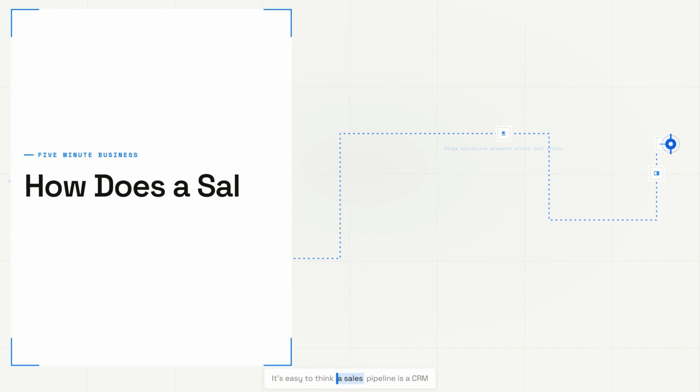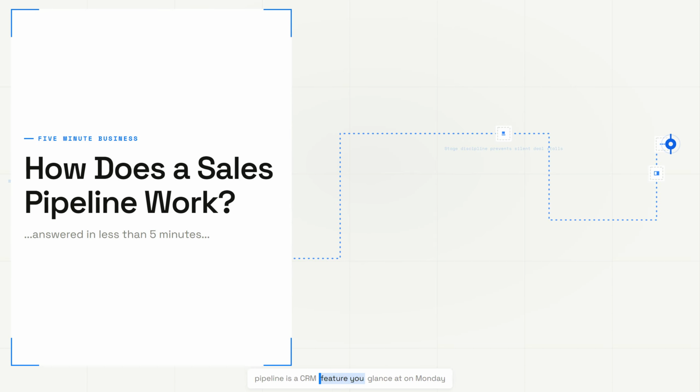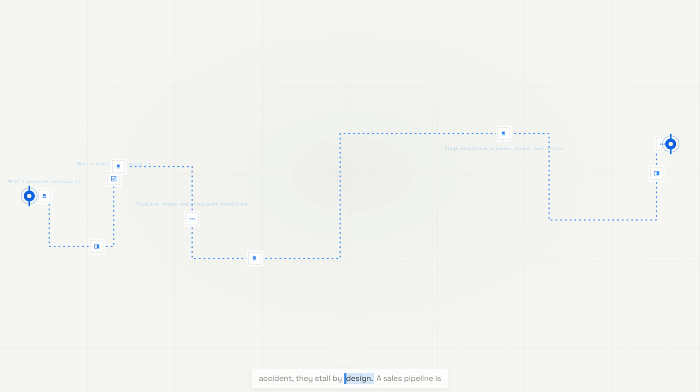It's easy to think a sales pipeline is a CRM feature you glance at on Monday mornings. It isn't. It's a forcing function. Without it, deals don't stall by accident, they stall by design.